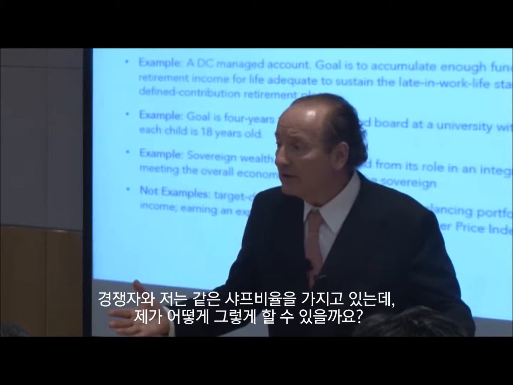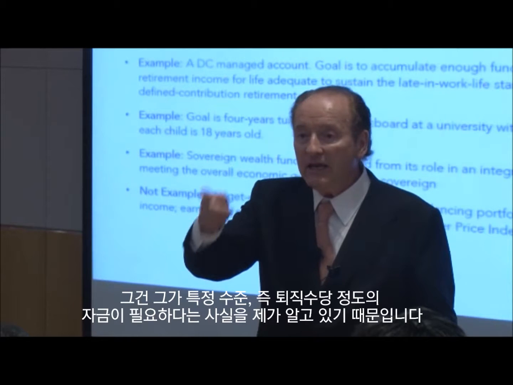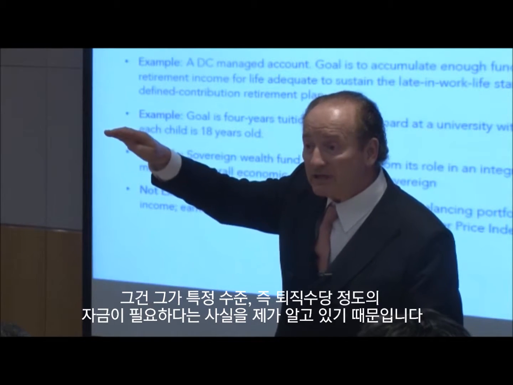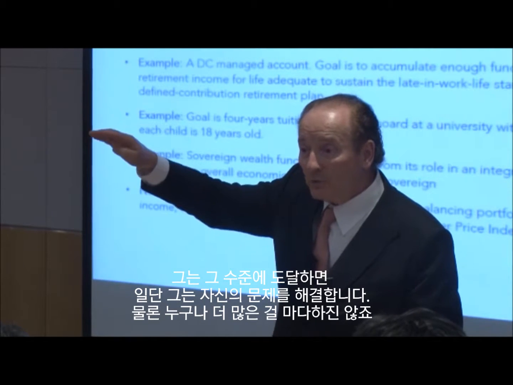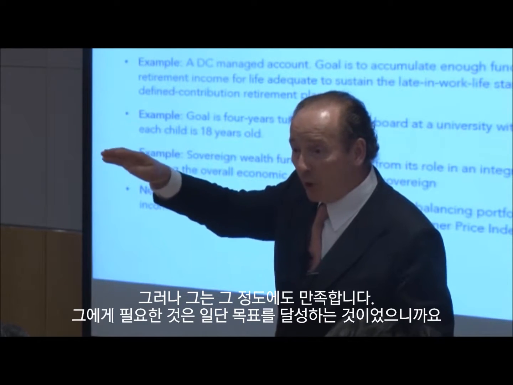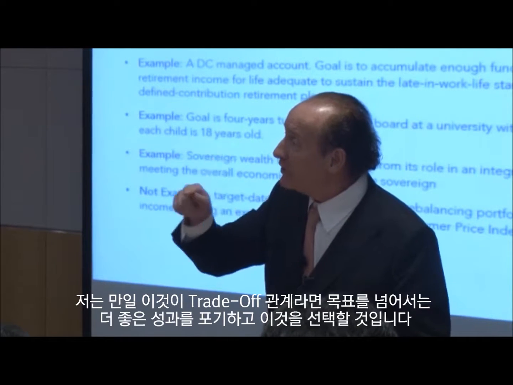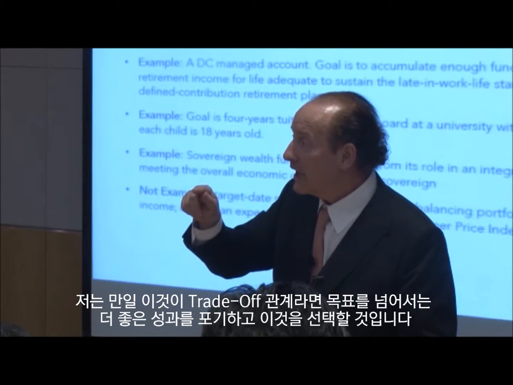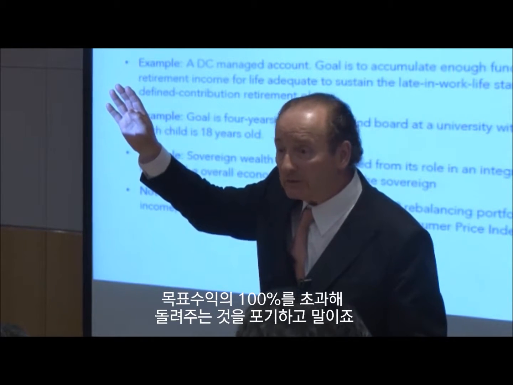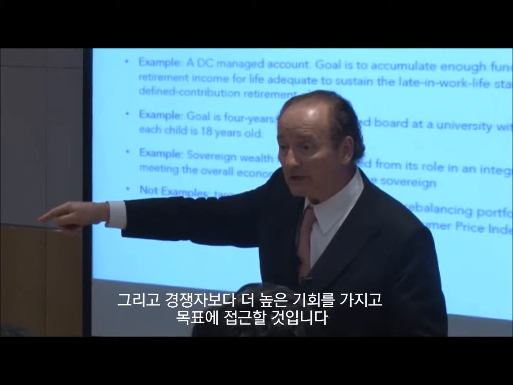Now, how can I do that if he has the same Sharpe ratio? The answer is, he needs a certain amount, usually in retirement measured as income, but he needs a certain amount. If we get him that, we've solved his problem. Sure, everybody would like more, but he doesn't need more. What he needs is to get to that goal. And so the trade-off I'm going to give him is give up doing better than the goal, getting more than 100% funded, and I will get you to the goal with a higher chance than he does.